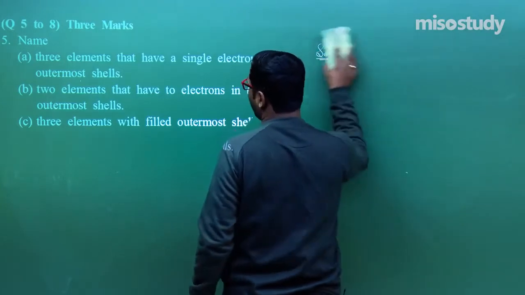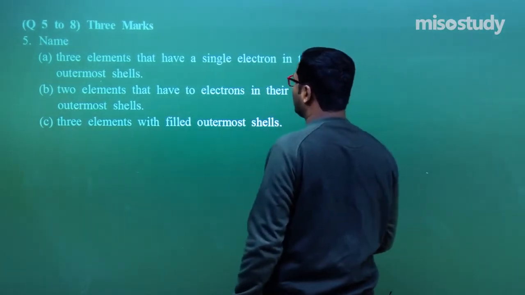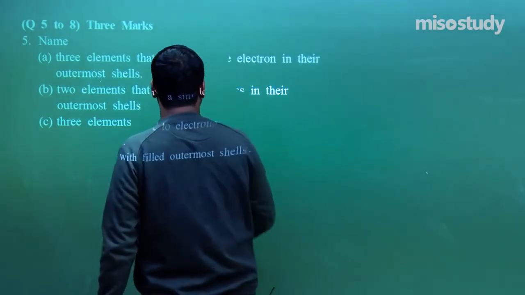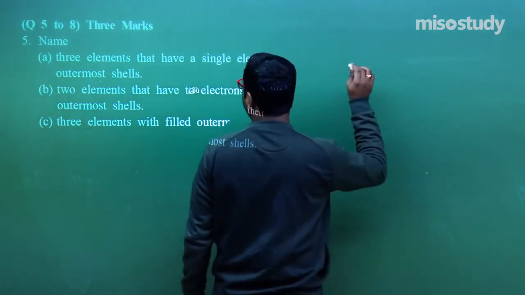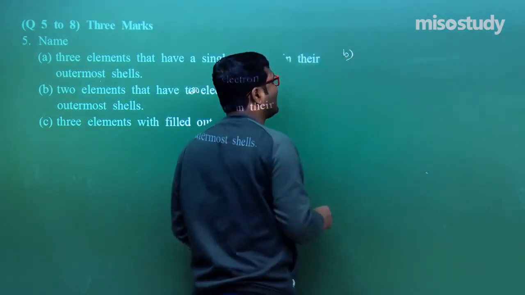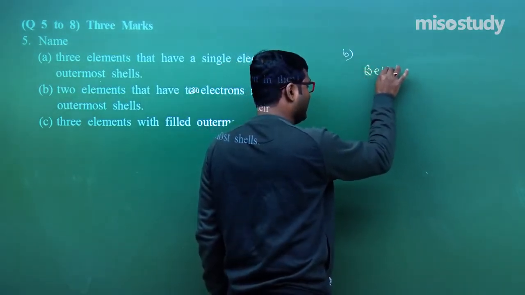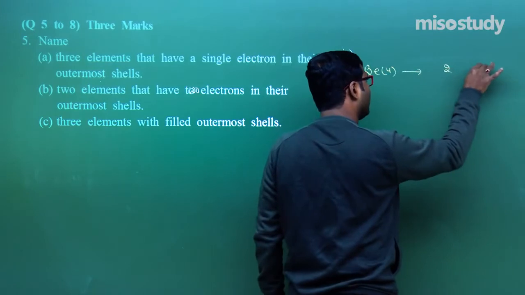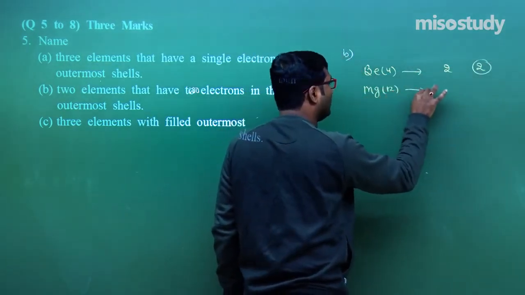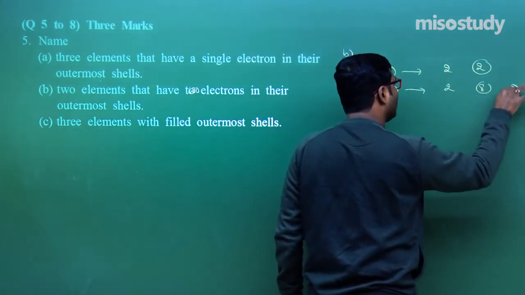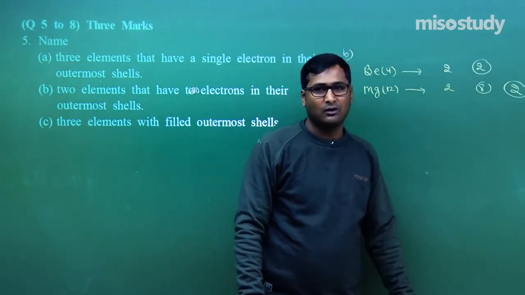That is the B part. Name the 2 elements that have 2 electrons in their outermost cell. Okay, 2 electron element. As we know, alkaline earth metals. For example, beryllium has atomic number 4. It can be written like this, 2 and 2. Magnesium has atomic number 12. It can be written like this, 2, 8, 2. Look at, in beryllium and magnesium, they all have 2 electrons in the outermost cell.